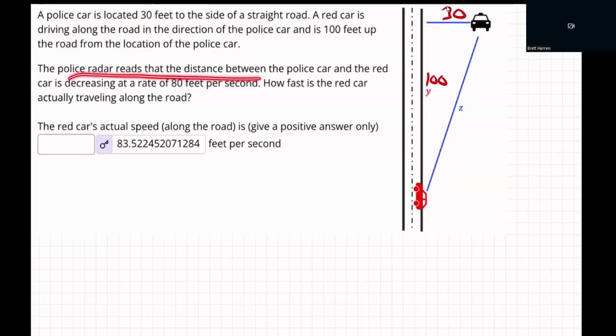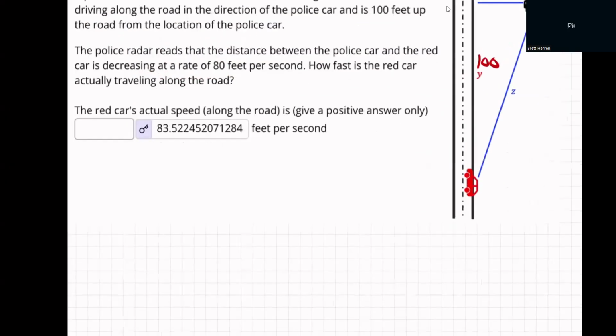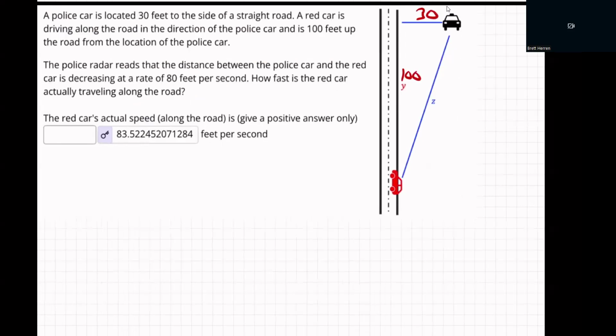Police radar reads the distance between the police car and the red car is decreasing at a rate of 80 feet per second. How fast is the red car actually traveling on the road? Okay. You know, step one, find or identify the rate letters. So what are all the rates in this problem that they speak of? Let's read through it again.